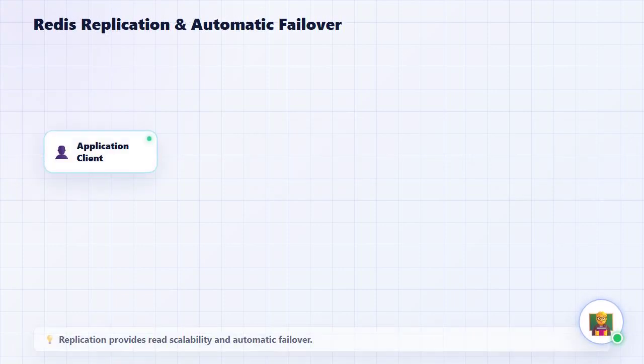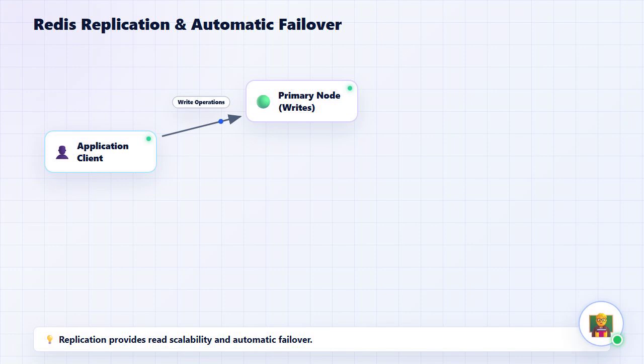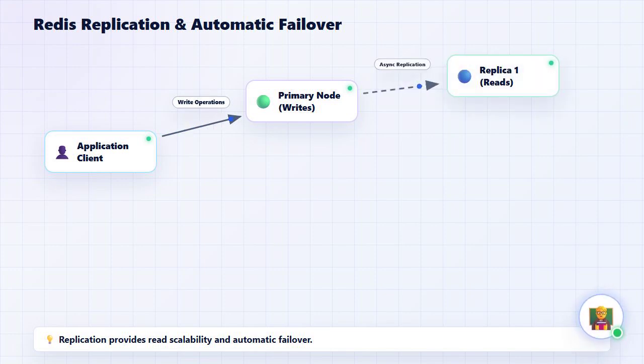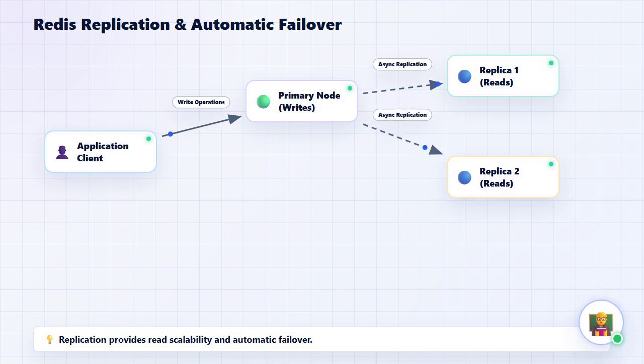If a Redis server suddenly fails, applications can't simply lose all their cached data. Redis protects against this using replication. One primary node continuously copies every change to one or more replica nodes. If the primary crashes, a replica is automatically promoted to become the new primary, allowing applications to continue with minimal interruption. But how does Redis detect failures fast enough?